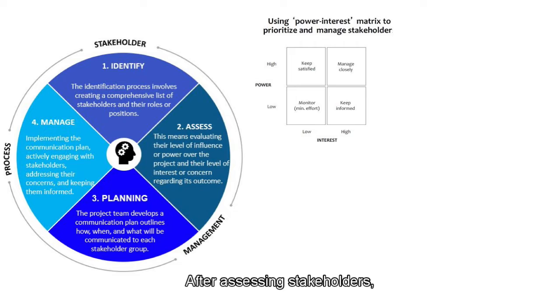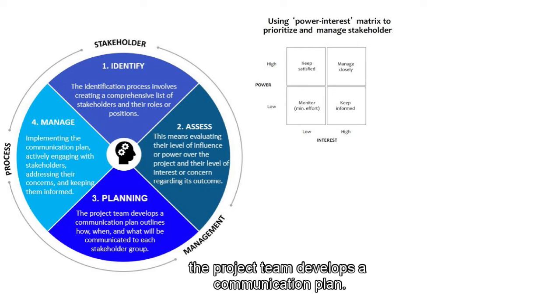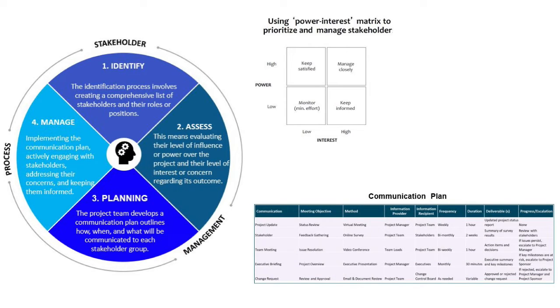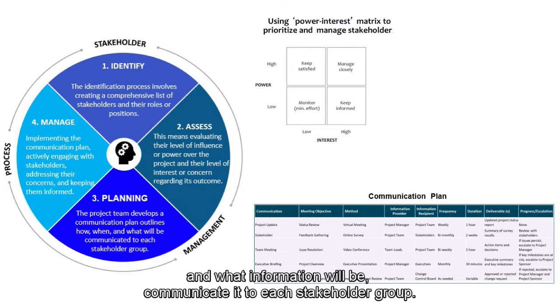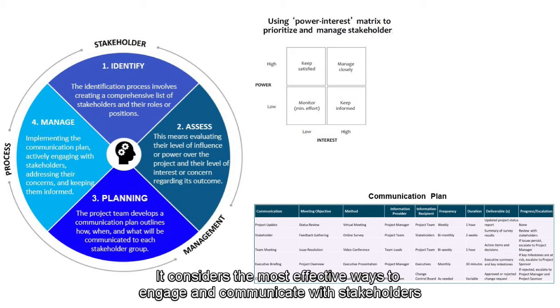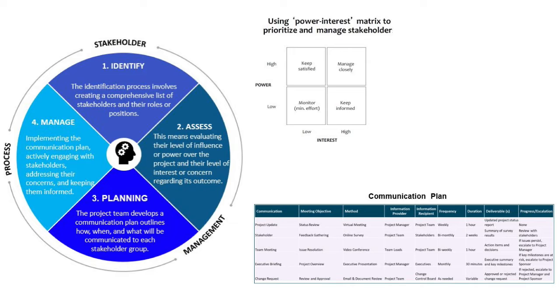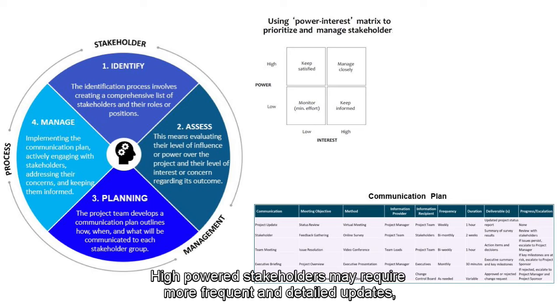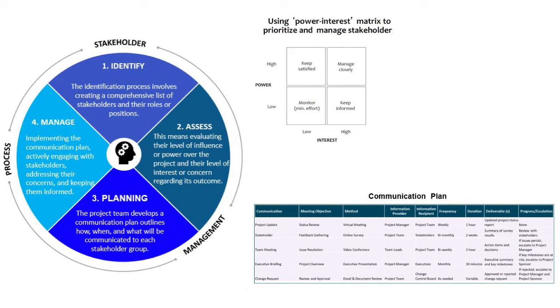After assessing stakeholders, the project team develops a communication plan. This plan outlines how, when, and what information will be communicated to each stakeholder group. It considers the most effective ways to engage and communicate with stakeholders based on their power and interest levels. High-power stakeholders may require more frequent and detailed updates, while low-power stakeholders might only need occasional briefings.